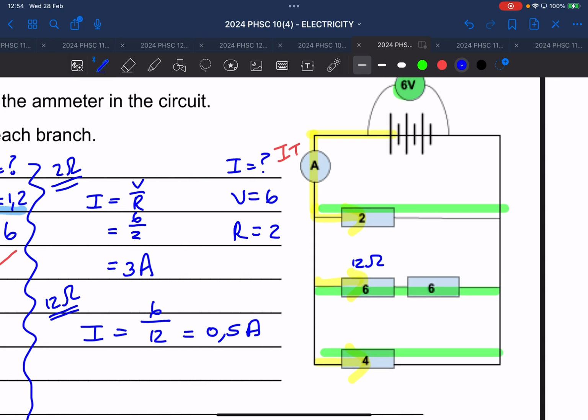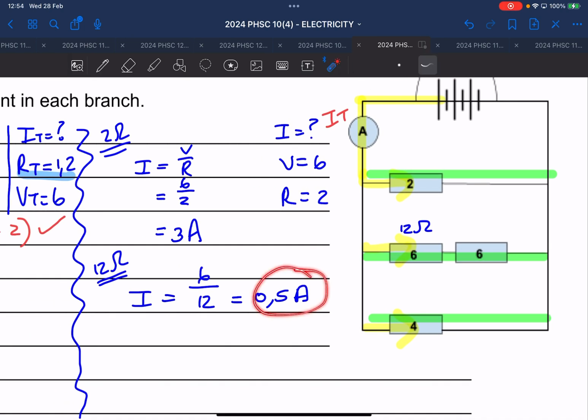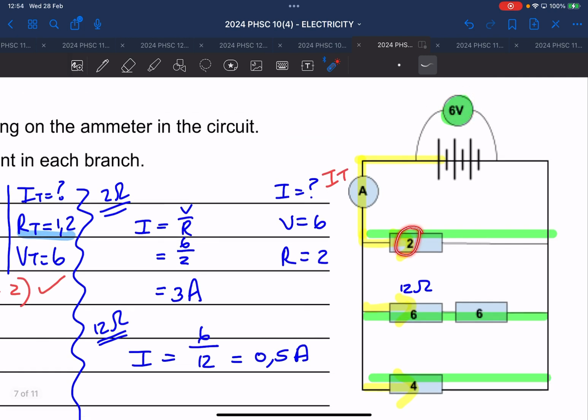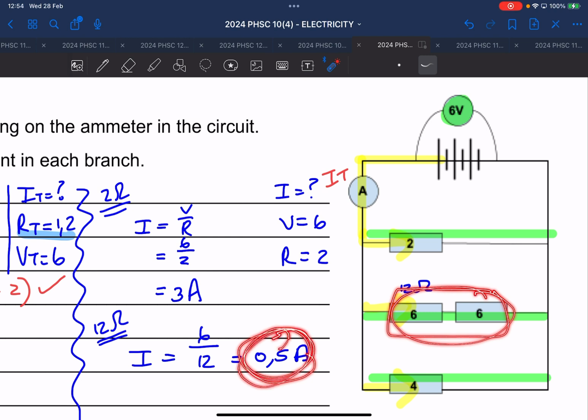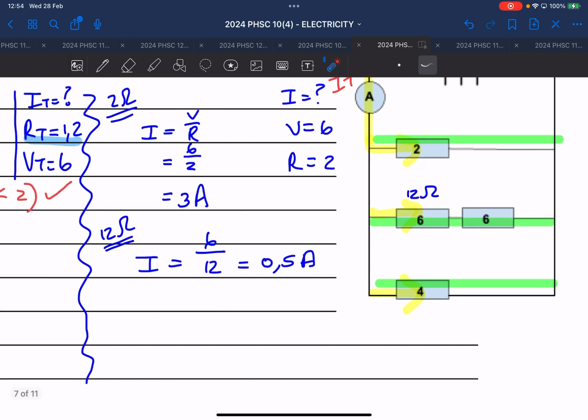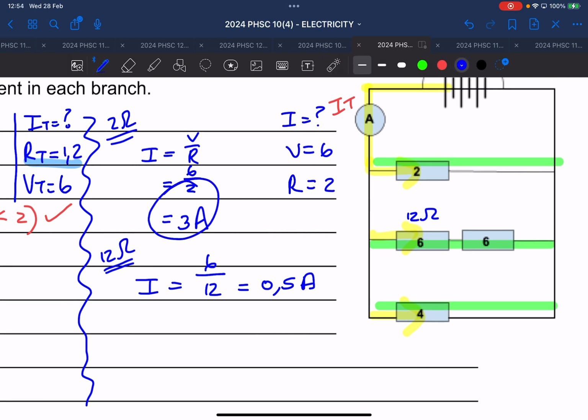Let's see, does it make sense that only half an ampere chooses to take the 12 ohm branch? Yes. Because why would you choose a big resistance when you can take an easier path? So it does make sense that the biggest resistance will have the smallest current. Now, without doing any calculations, what is the current through the 4 ohm branch?